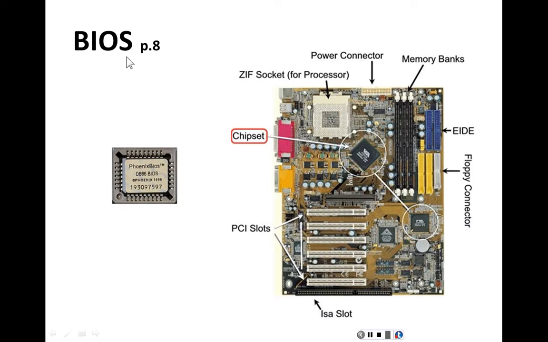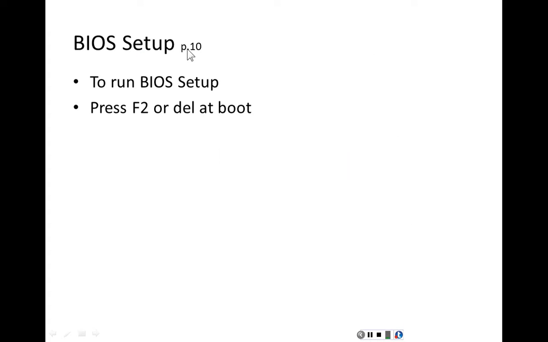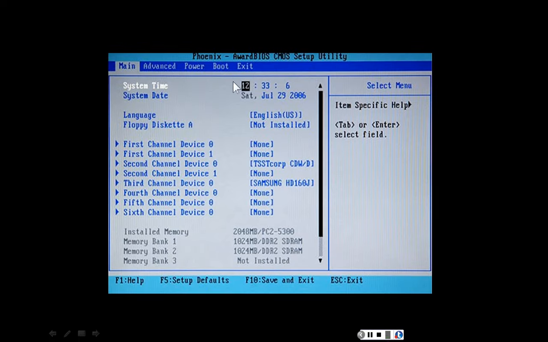Page 8, the BIOS. BIOS stands for the Basic Input-Output System, and it controls the boot process on the computer. To run the BIOS setup, we turn the computer on and we press either F2 or delete when the computer is booting up, or sometimes you have to press F10. And that will take you to the BIOS setup screen, which you will see on page 10. This is the BIOS setup screen. In the BIOS setup screen, you can specify the system time, you can specify the date, whether or not there is a floppy disk drive, and probably most importantly, the boot order. We can configure the boot order in the system BIOS.